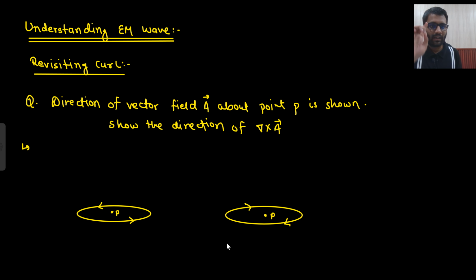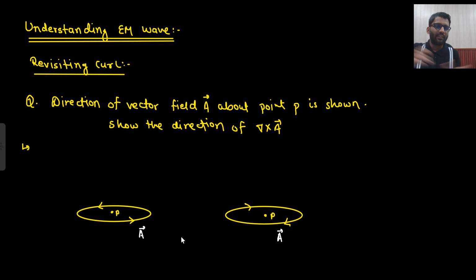I hope you remember the curl operation. We have studied the curl operation. Based on that there is a question. The direction of vector field A about a point P is shown. This is the direction of vector field A. You need to show the direction of del cross A. Do you remember how we define the direction of del cross A?